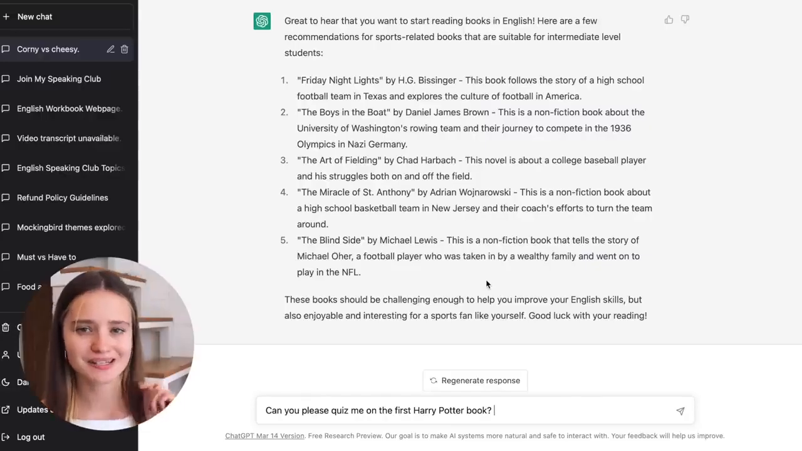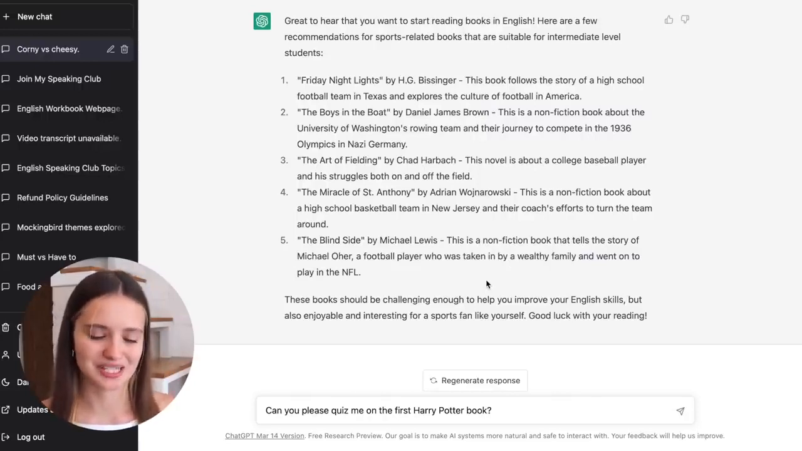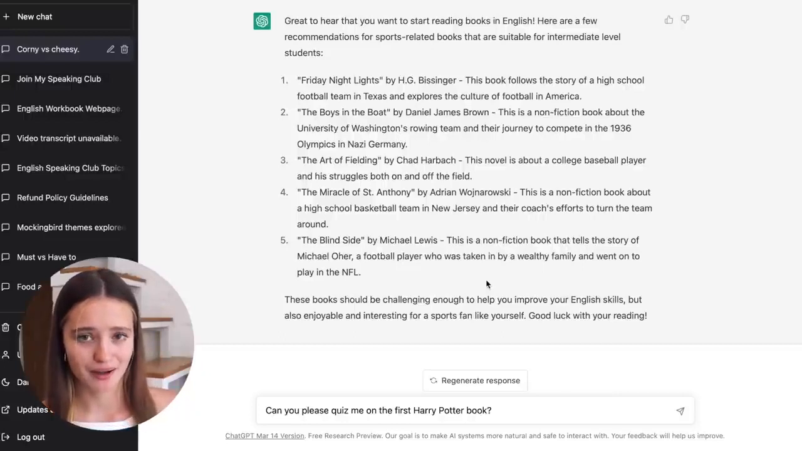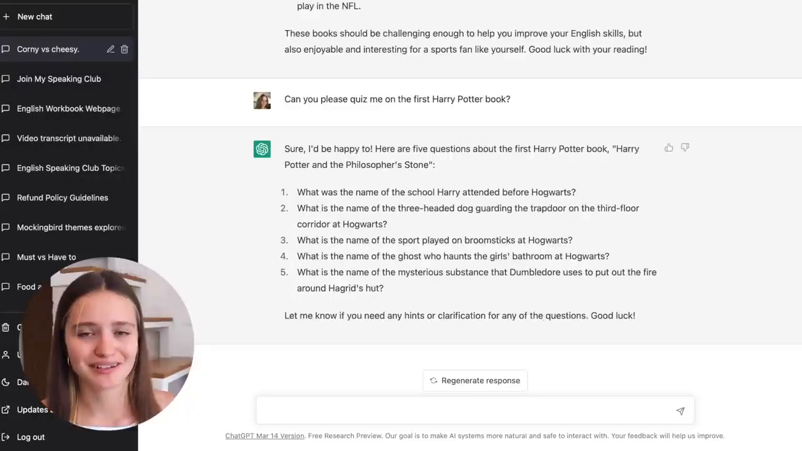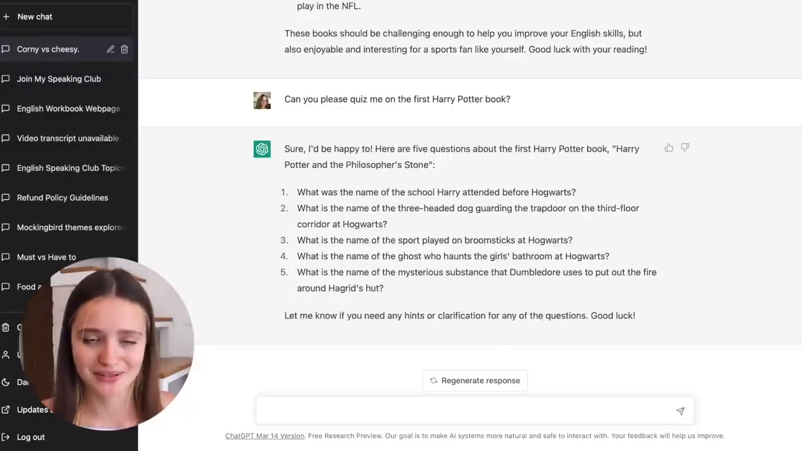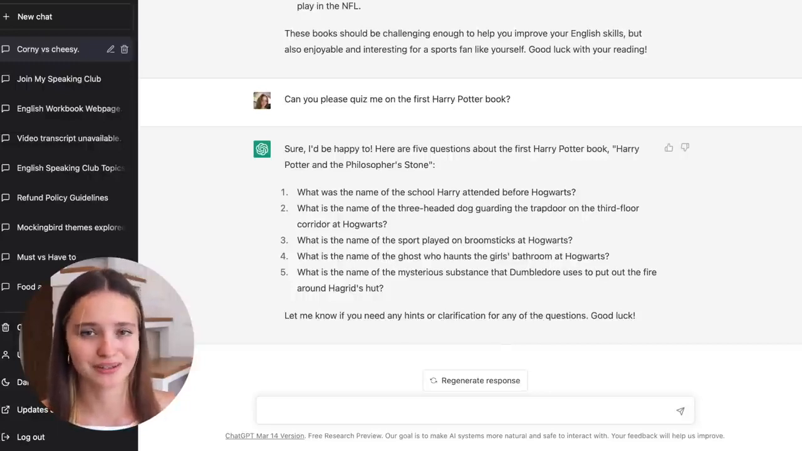And when it comes to quizzing you guys, I want to ask ChatGPT this question. Can you please quiz me on the first Harry Potter book? If you're a real Harry Potter fan, you will be able to answer all of these questions no problem. I feel like I'm probably gonna struggle a little bit because even the first question is so hard. What was the name of the school Harry attended before Hogwarts? I don't remember. Do you remember, guys? If you do, please let me know in the comments.